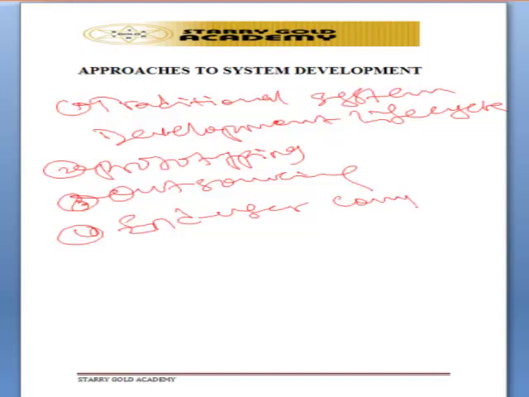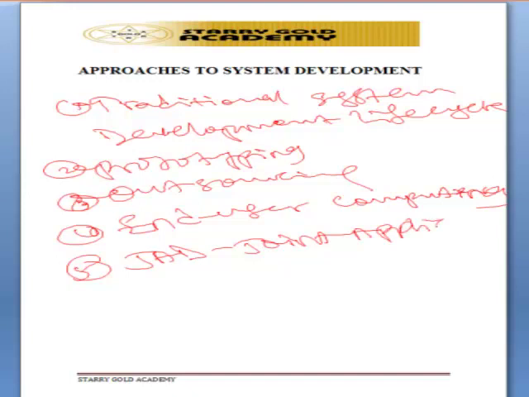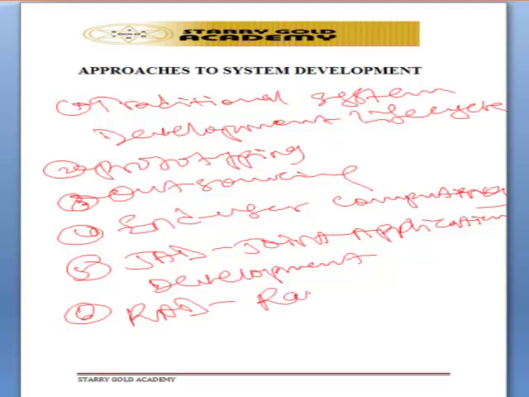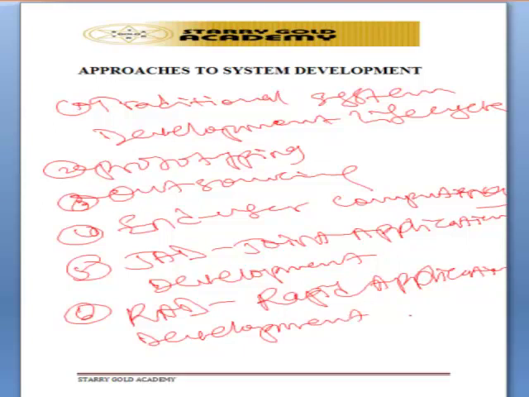Then we have what we call JAD. JAD means joint application development. Then we also have RAD, that is rapid application development. So these are some of the approaches that can be used in order to develop a new system.